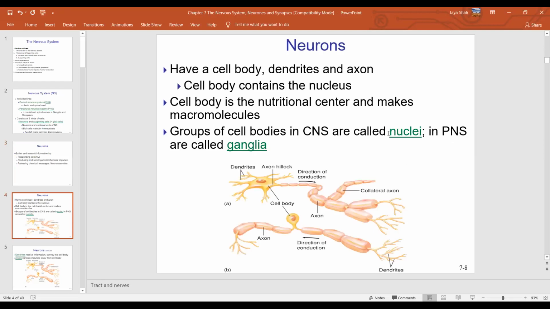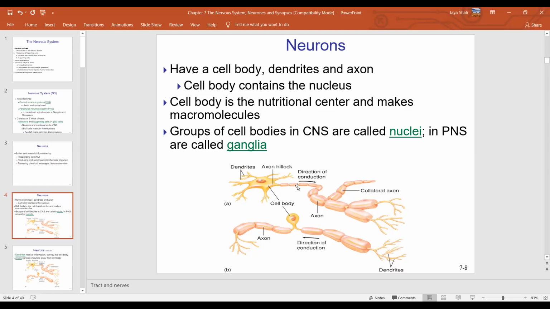So, a typical neuron here. A neuron has a cell body, dendrites, and an axon. You can see here, this is the cell body. Basically, any neuron is a typical cell with all the characteristics of a cell. It has a cell body, cytoplasm, organelles, nucleus, and then plasma membrane. The only difference is the plasma membrane has extensions.